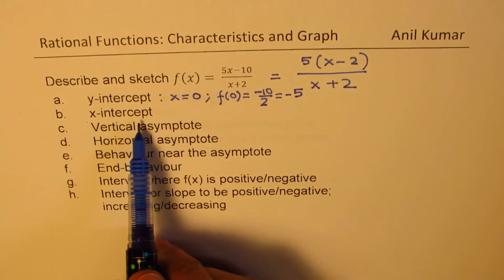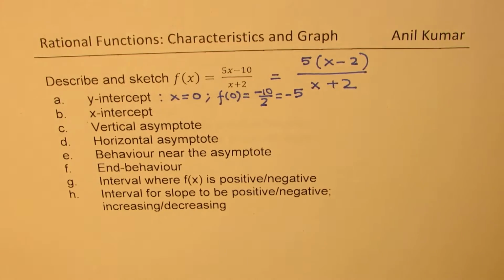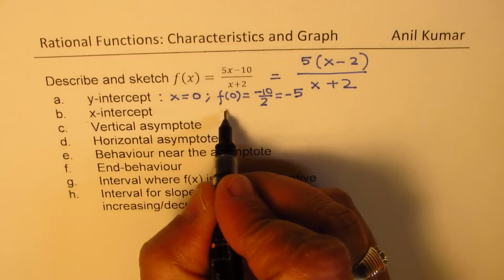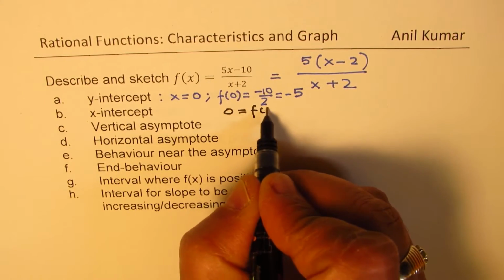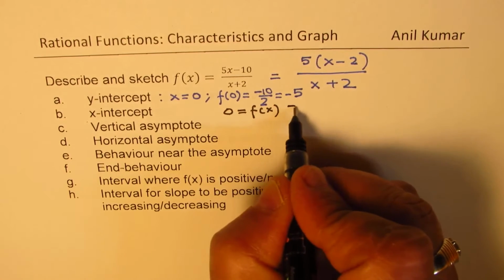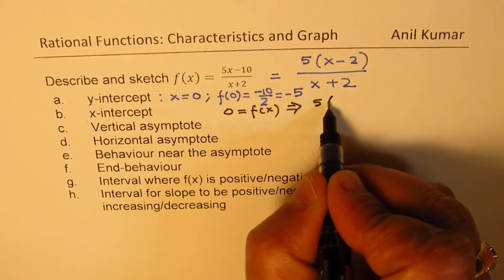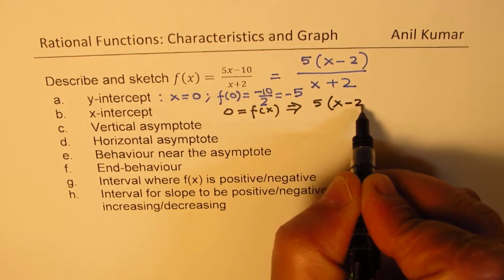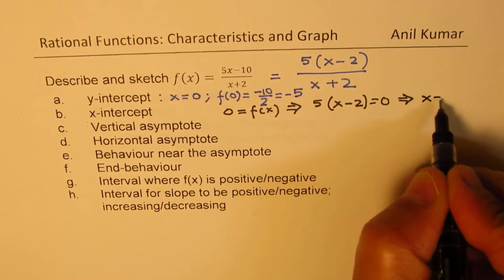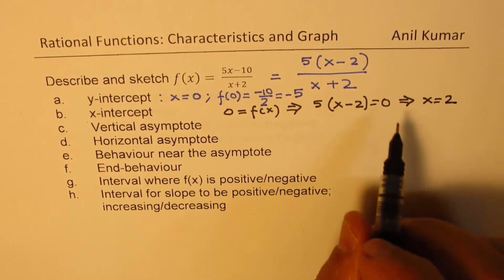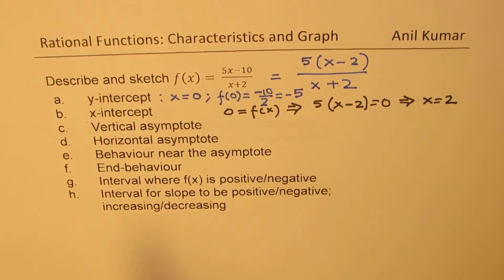Now to find the x-intercept, which is when the value of the function is 0, we actually solve the equation 0 equals the function itself, right? That is possible when the numerator is 0. So we can use the factored form, which is 5 times (x minus 2) equals 0, and that leads to x equals 2. Correct? So the x-intercept is at x equals 2.